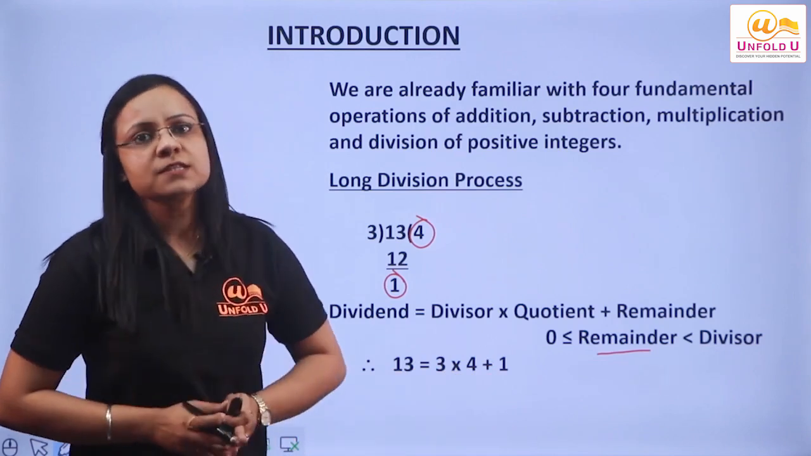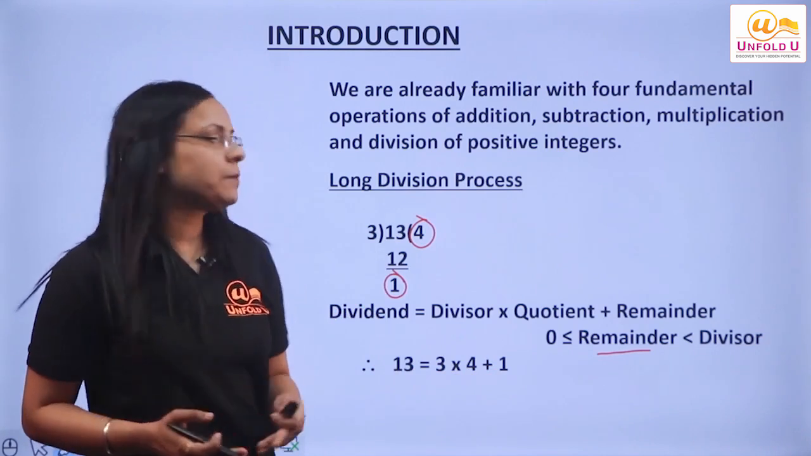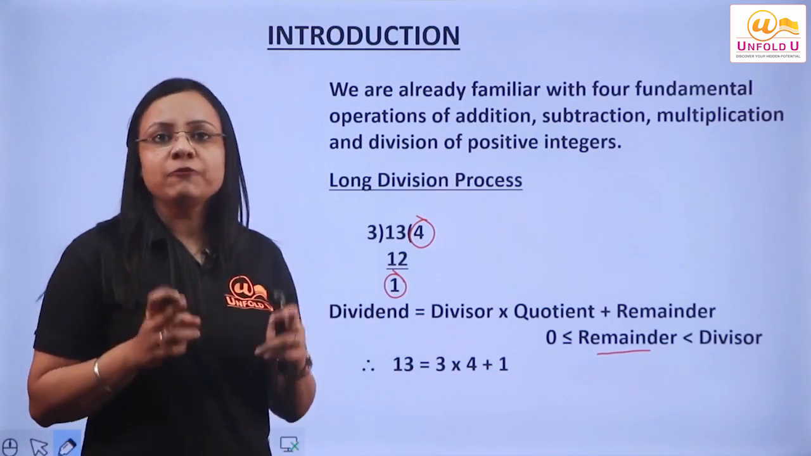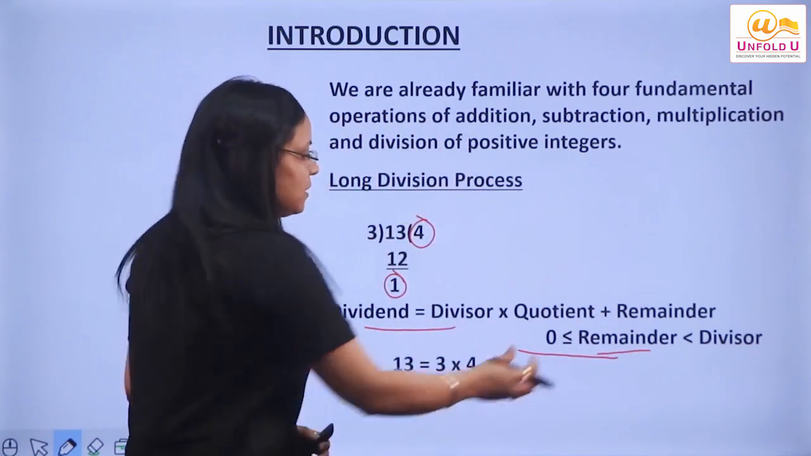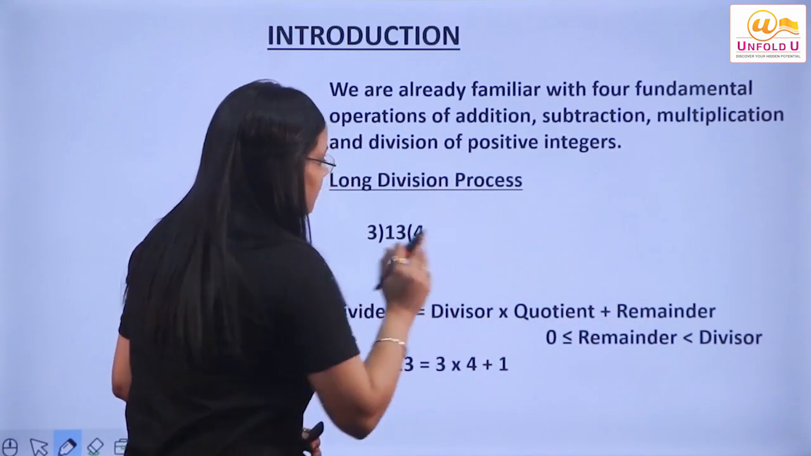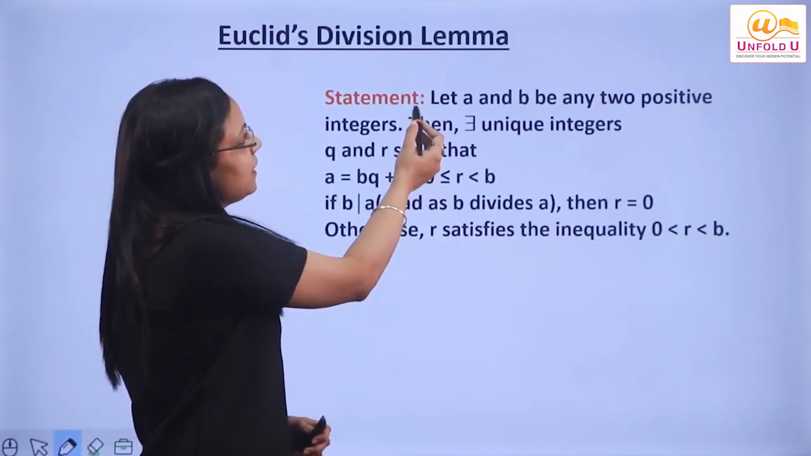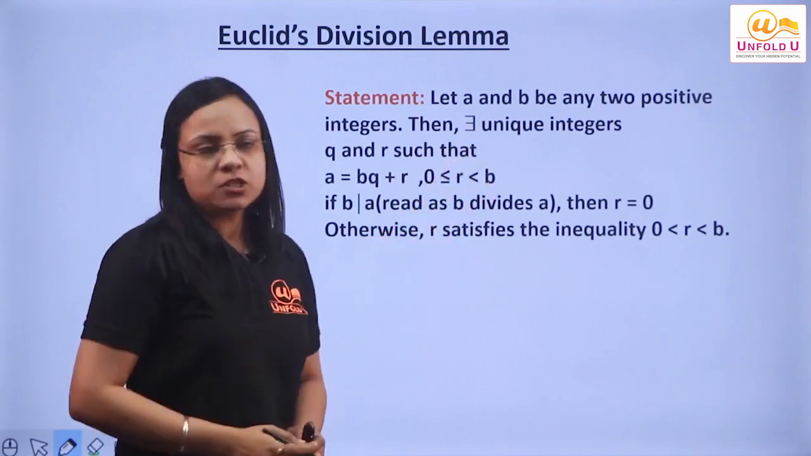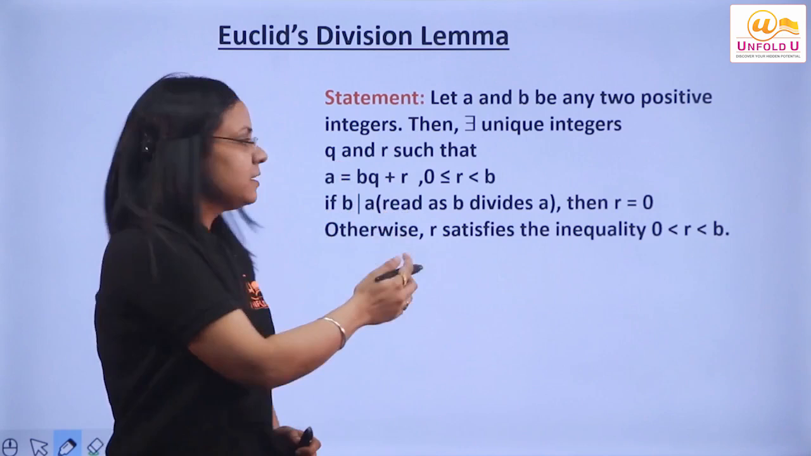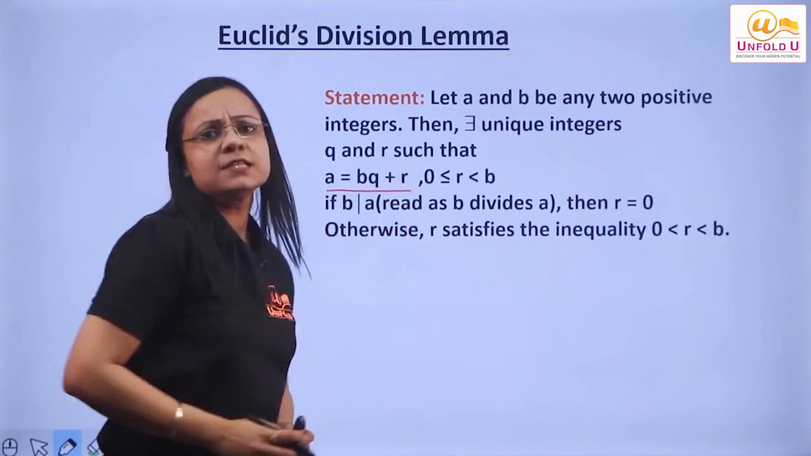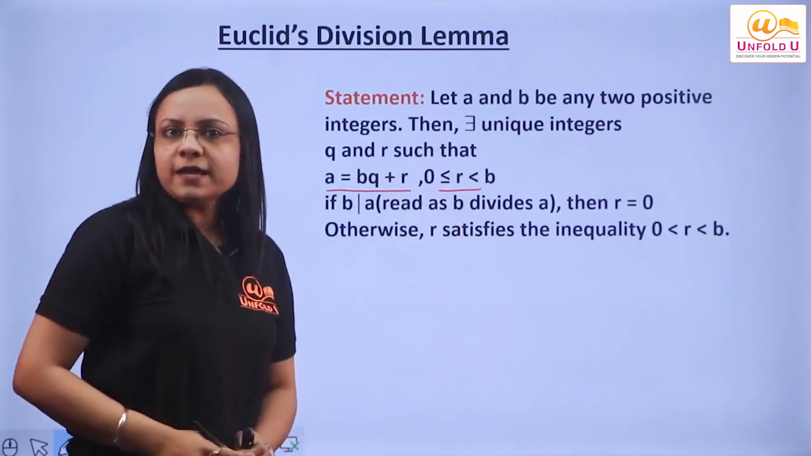Now let's see what the statement of Euclid's division lemma is and what the similarity is between Euclid's division lemma and this long division process. Before that, you must remember this statement. This is very important, so just keep it in your mind. Euclid's division lemma states that let a and b be any positive integers. Then there exist unique integers q and r such that a is equal to bq plus r, and r is greater than or equal to 0 and less than b.